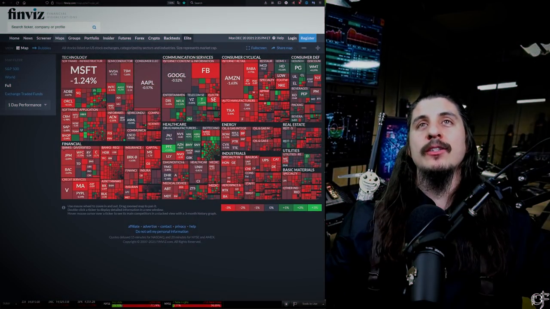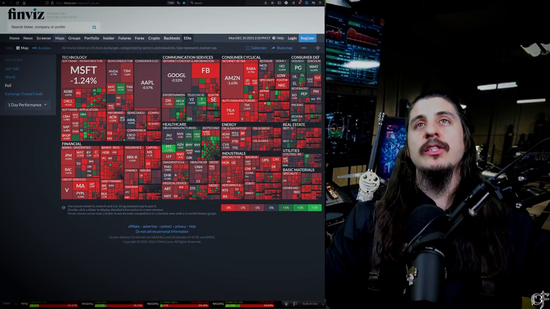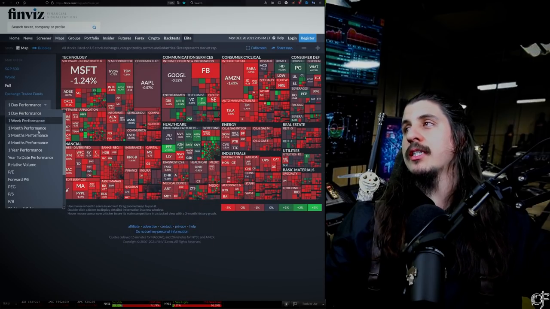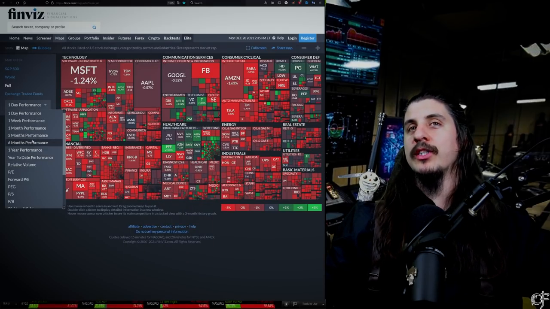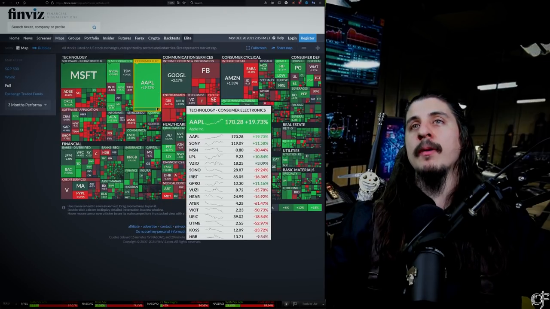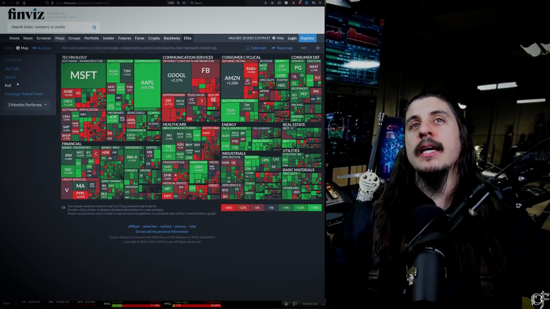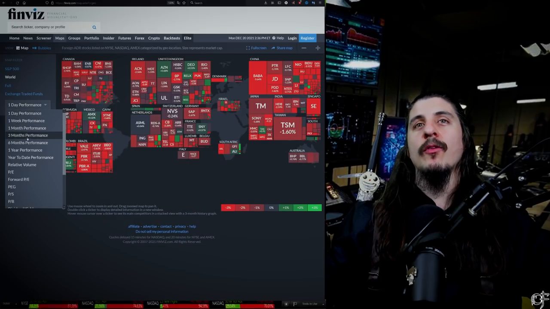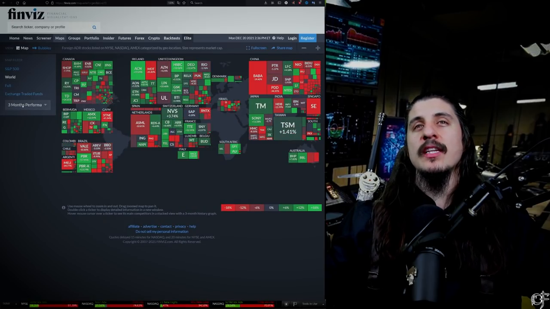This is Financial Visualization, pretty much financial visualization. And this shows you the overall market. Now, what I like about this is you can see not just the one-day performance visually, but you can go to a three-month, six-month, and it pretty much will pop up everything. So this is very beginner, but you can also see world markets as well, the one-day performance, the three-month. So this website's really cool.